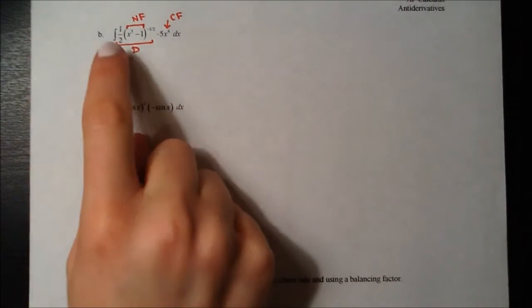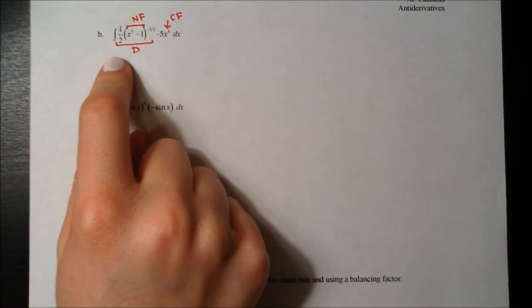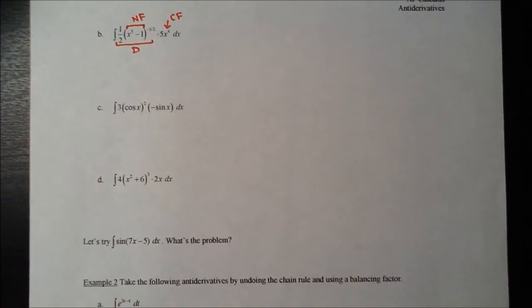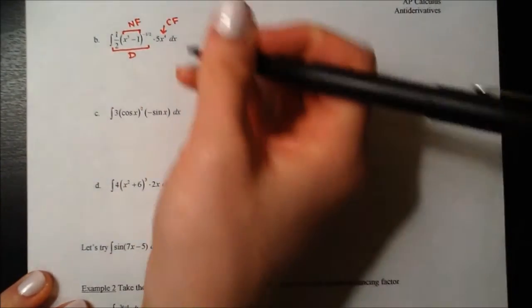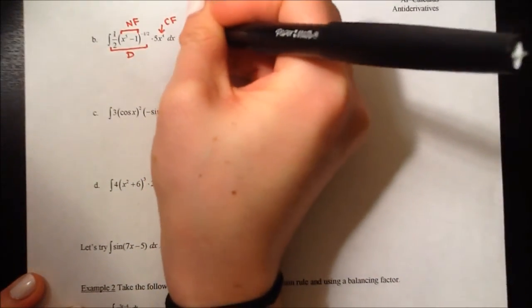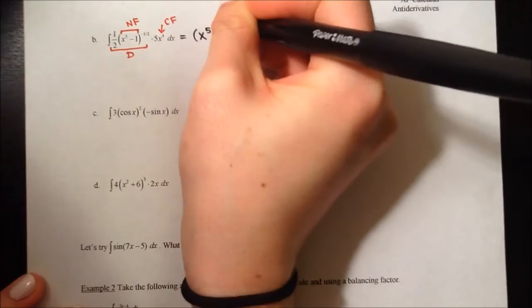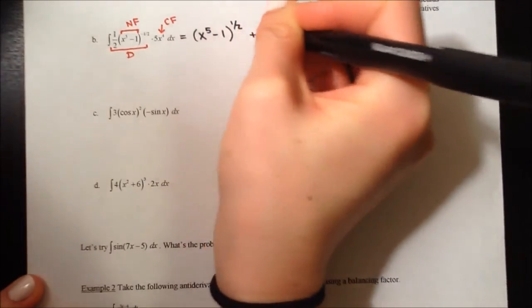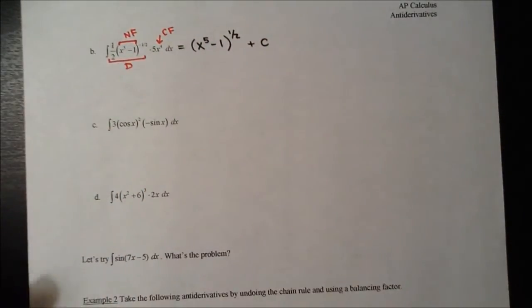So the function that gives us this as a derivative, the 1/2 x to the negative 1/2, is x to the 1/2. But instead of x to the 1/2, we do x to the 5th minus 1 to the 1/2. And then you tack on a plus c. So we can always do a quick double check, like this one.